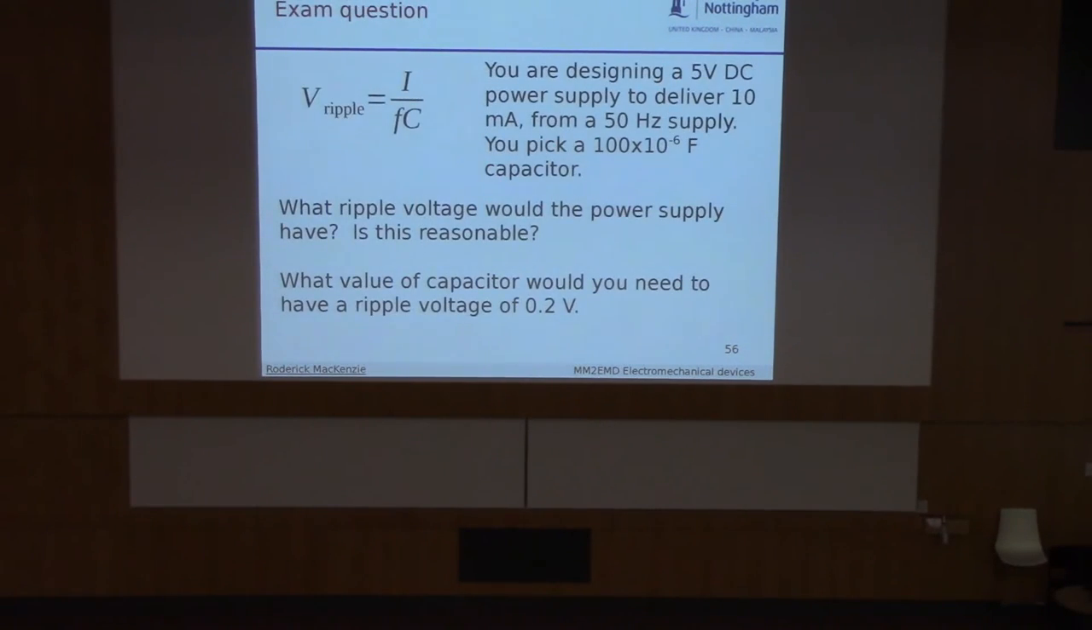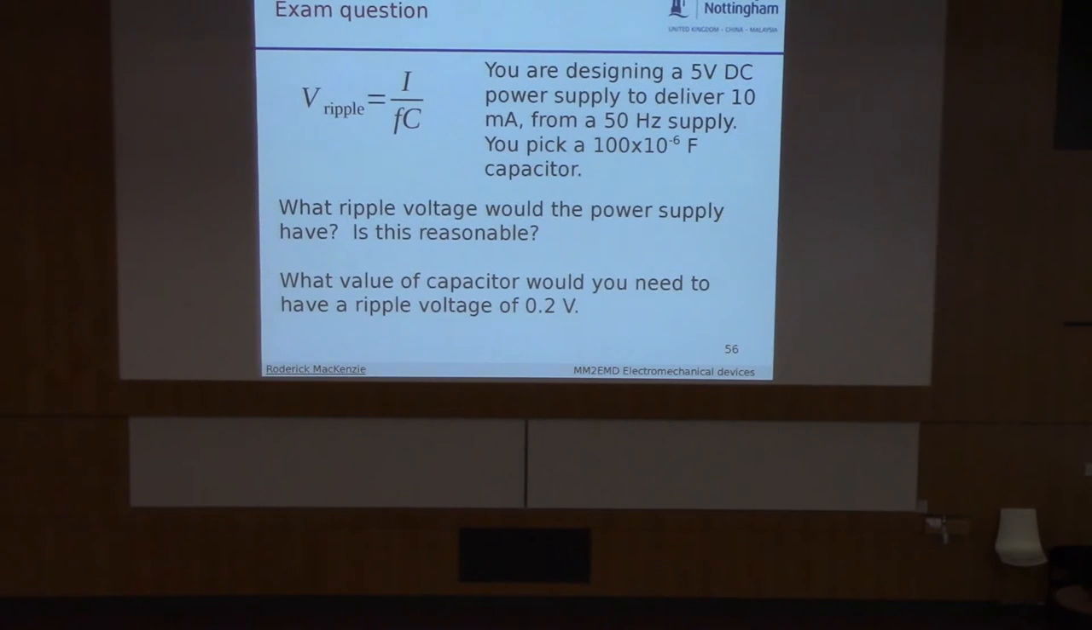So here's an exam question, and I'd like you to do this. You're designing a 5-volt DC power supply to deliver 10 milliamps, so quite a small current, from a 50 hertz supply. You pick a 100 microfarad capacitor. What ripple voltage would the power supply have? Is this reasonable? What value of capacitor would you need to have a ripple of 0.2 volts? So off you go. Have a go at that.